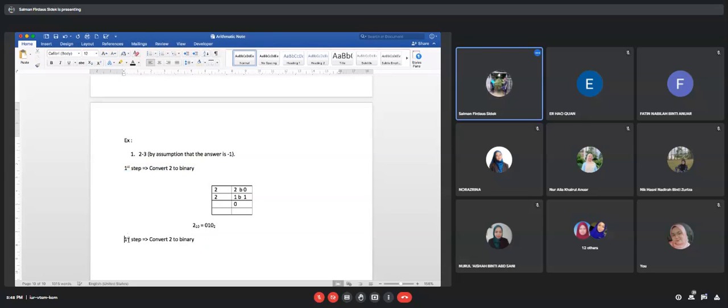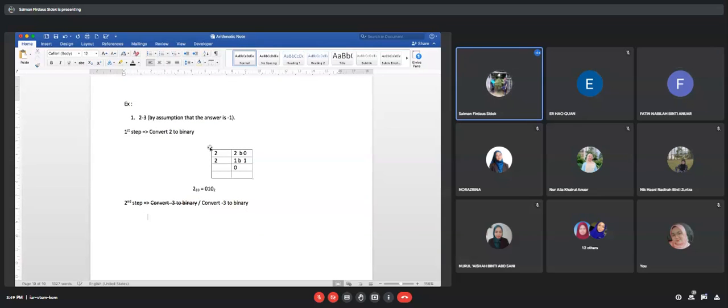And then the second step. Convert 3 to binary. Convert -3 to binary. Don't use that one. I write your answer so that we can refer to it later. Convert -3 to binary. This one is correct. Okay, now what is the step to convert 3 to binary?